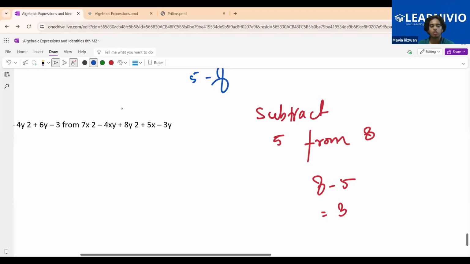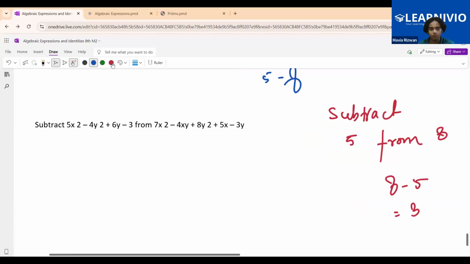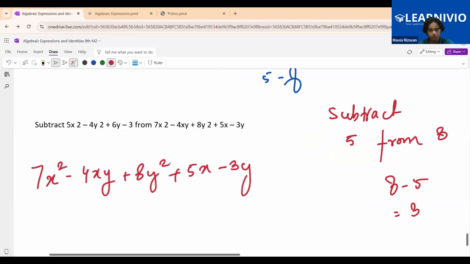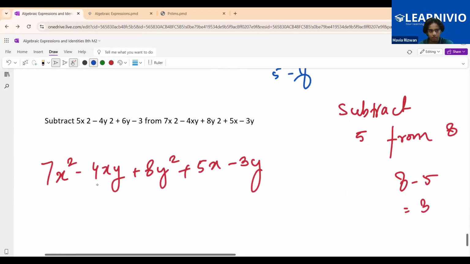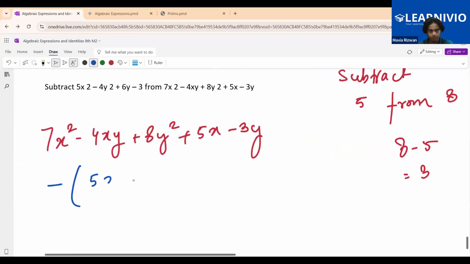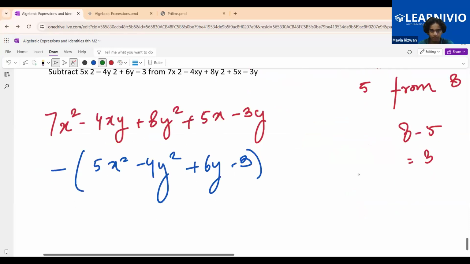So now see, they are saying that subtract this from this. So basically what we have to do is I have 7x square minus 4xy plus 8y square plus 5x minus 3y. From this I have to subtract 5x square minus 4y square plus 6y minus 3. Okay, how to do it by the first method, I'll tell you that.